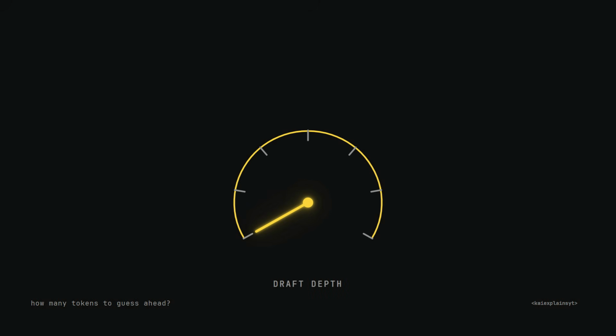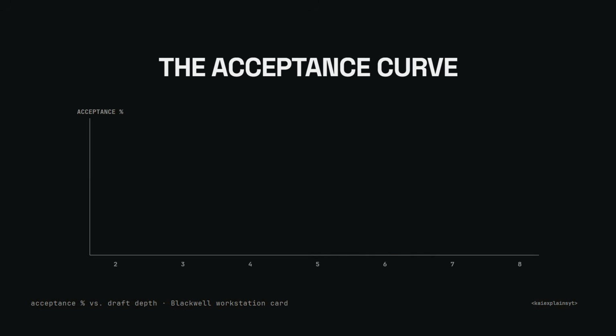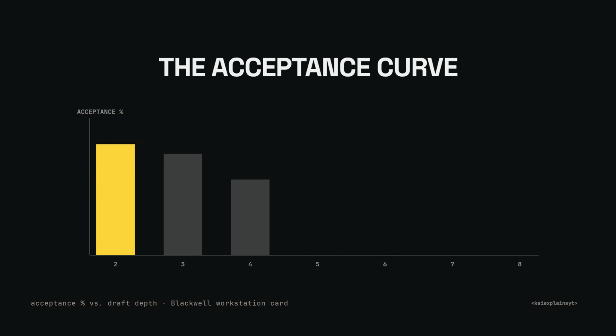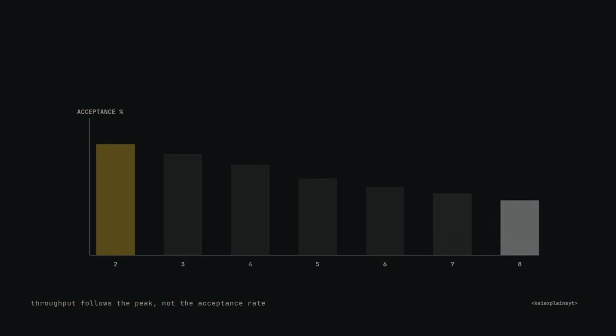The flag doesn't just have an on position. It takes a number. How many tokens to guess ahead? On the day this model shipped, a developer swept that number from 2 all the way up to 8 on a Blackwell workstation card and published the whole acceptance curve. At 2 guesses ahead, 81% of drafted token sequences survived the verification check. At 5, 56%. At 8, 40%. Guess deeper, and you're wrong more often, exactly what anyone would predict.